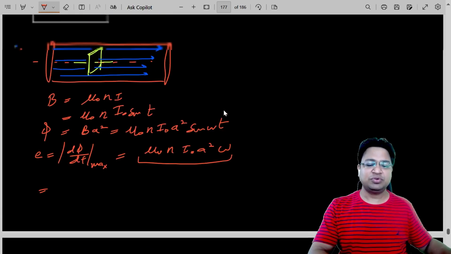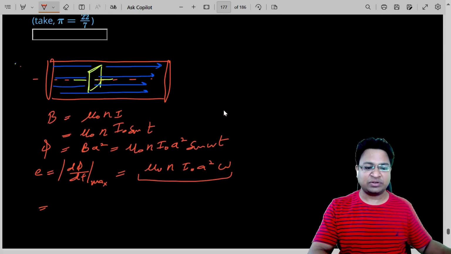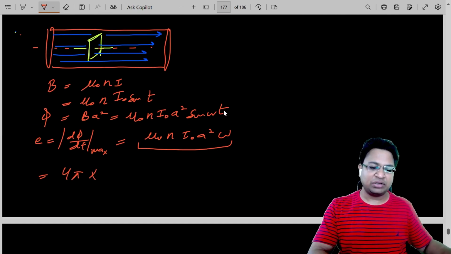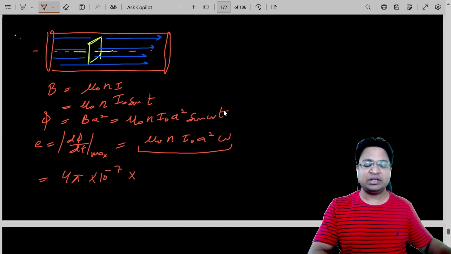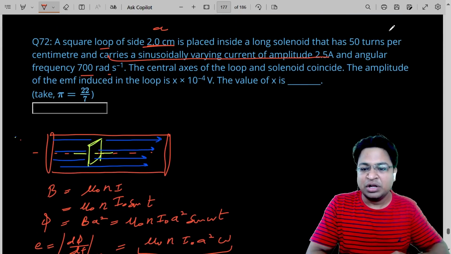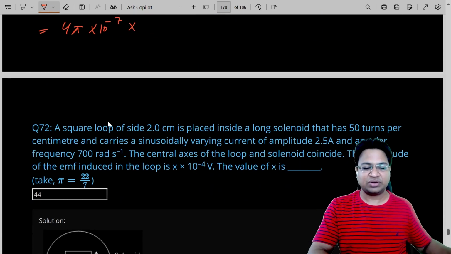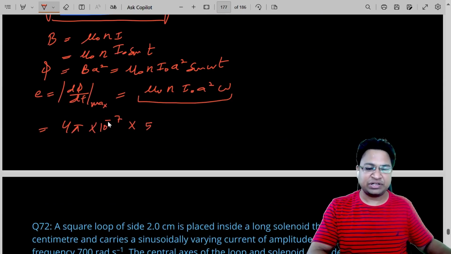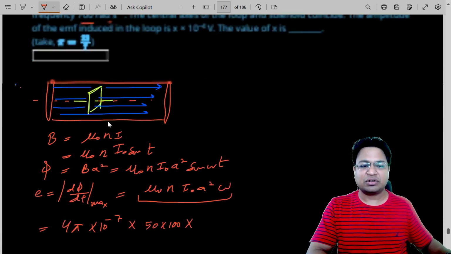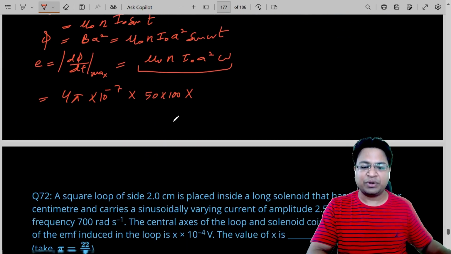So how much is mu naught? The value of mu naught is 4 pi into 10 raised to power minus 7. N indicates the number of turns per meter. It says 50 turns per centimeter, so 50 into 100. So these many turns per meter. Into I naught. The value of I naught is given to me as 2.5.